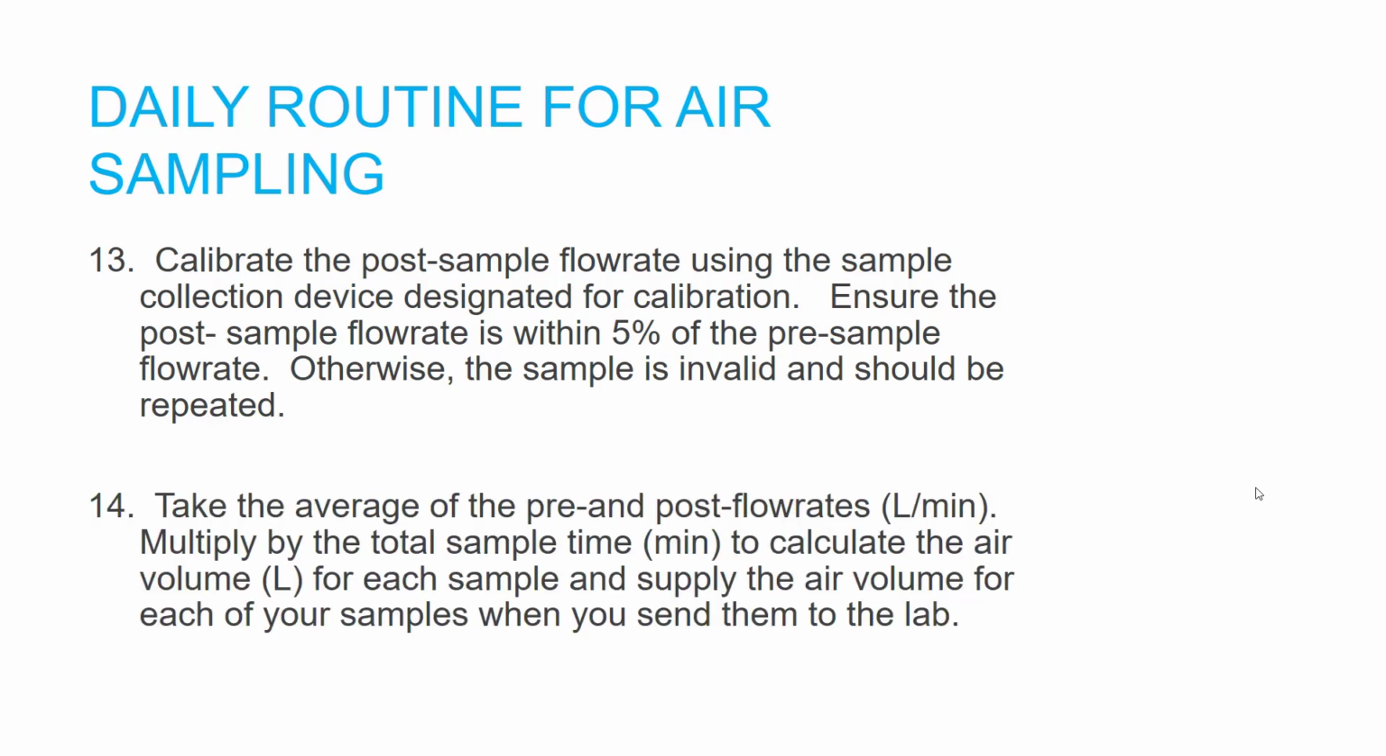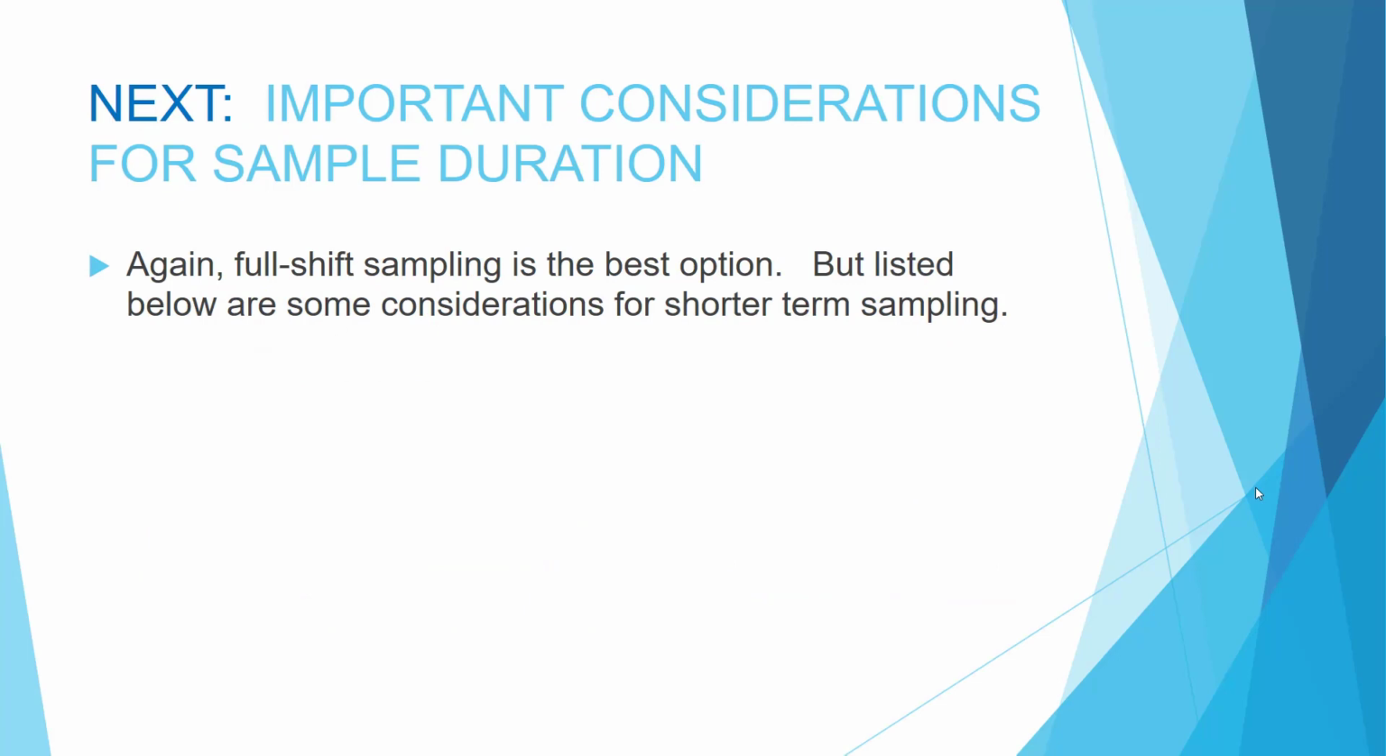Take the average of the pre and post flow rates in liters per minute. Multiply by the total sample time in minutes to calculate the air volume in liters for each sample and supply the air volume for each of your samples when you send them to the lab. Got it?